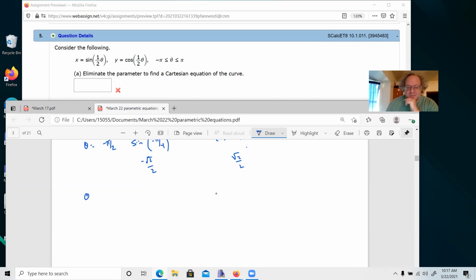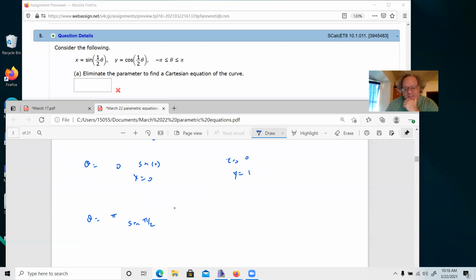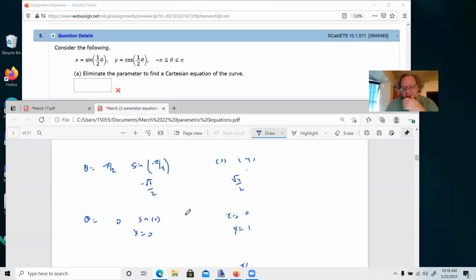Okay, how about theta is equal to 0? We're going to get sine of 0, so x is equal to 0. And we have our cosine of 0, so y is equal to 1. Okay. And then we'll go up to theta is equal to pi. So we have sine pi over 2 rather, so it's still 1. Cosine pi over 2 is 0. Okay, because remember it's theta over 2.